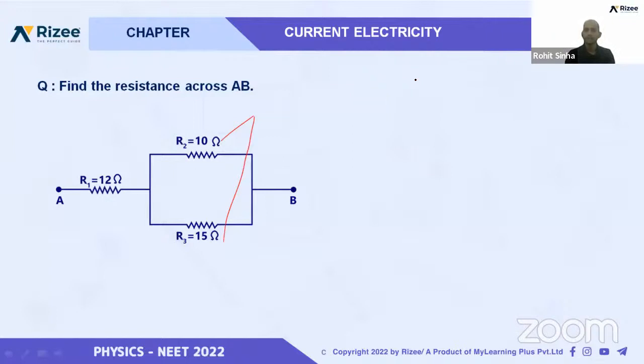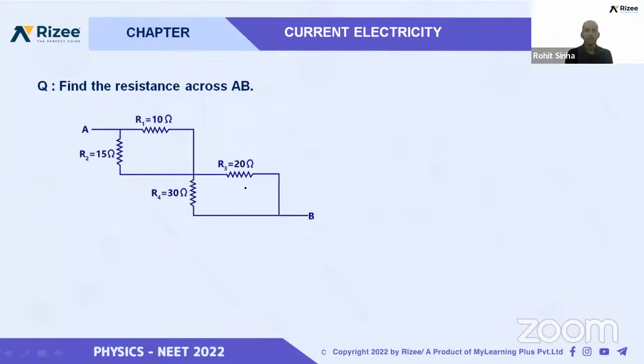Okay, let's see. These two are in parallel. What will happen? It will be 10 ohm and 15 ohm in parallel, by how much? In this we have multiplied and then added. This was 25, and again in series with it you will get plus 12. Solve it and you will get the answer. Very easy question.